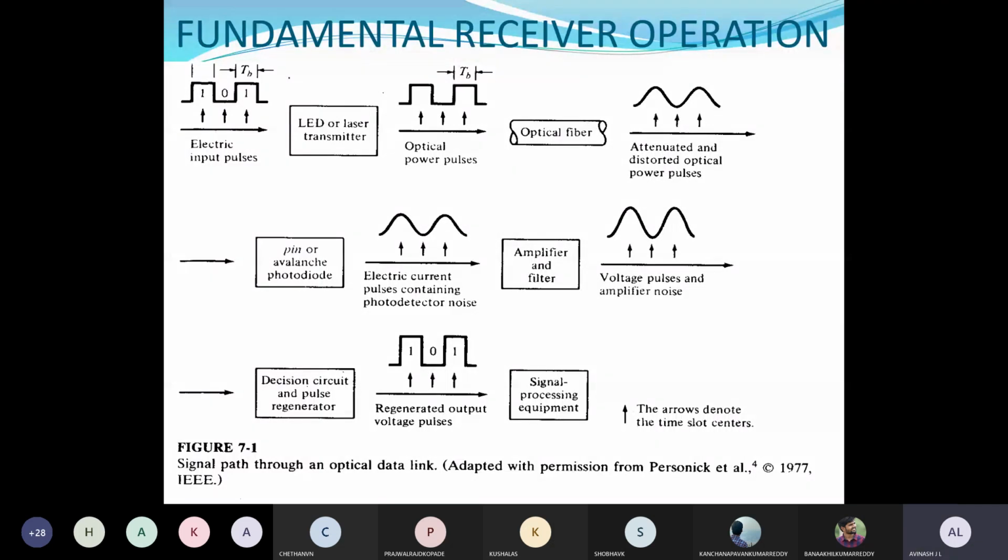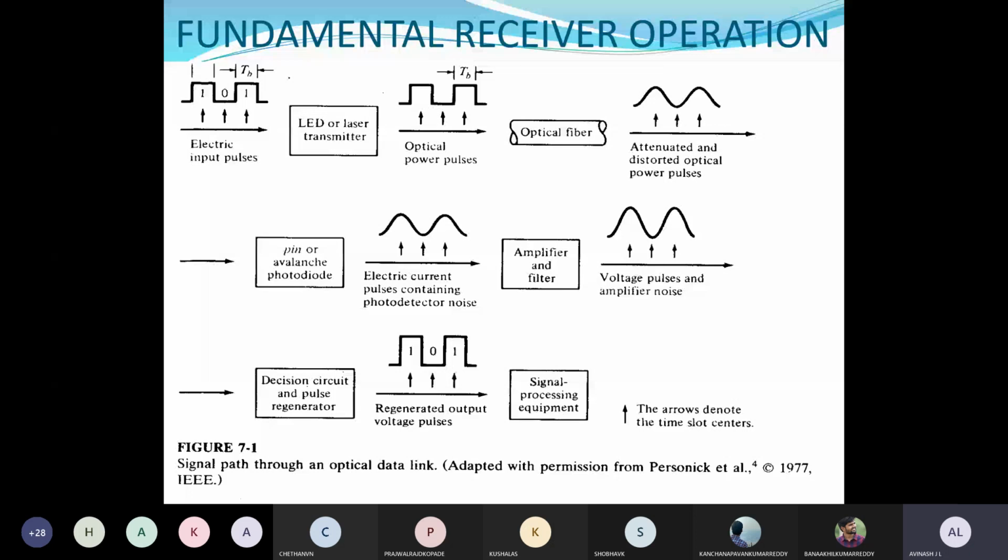This particular diagram was framed in the year 1977, so it's very long back. The same fundamental principle, even today also, we are going to use it. That is for sure. Even today we are using the same fundamental principle of operation.